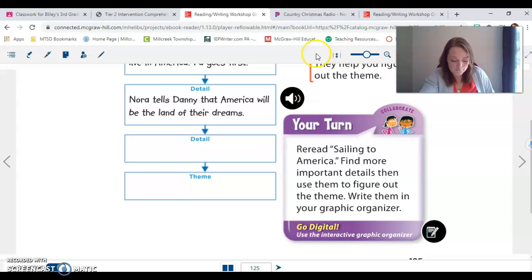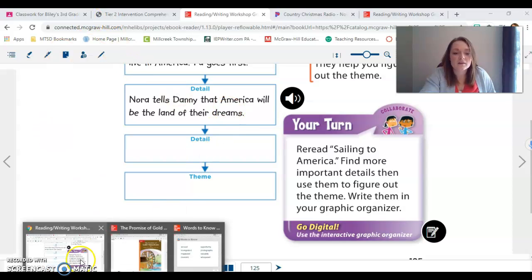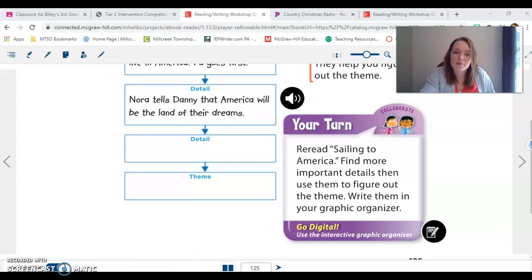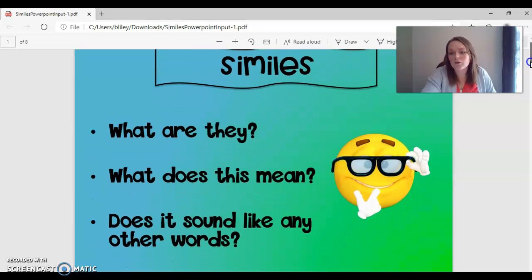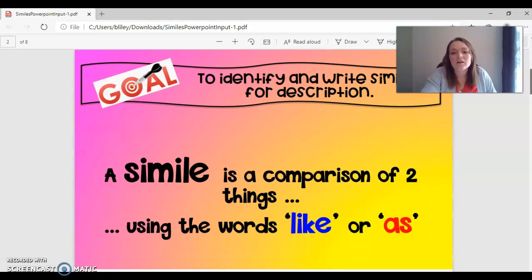So now I am going to jump to similes. Ooh, what is a simile? Have you ever heard that word before? Simile. Mrs. Bliley can find the tab. I will share it with you. Mrs. Bliley's got a lot of tabs going on right now. Okay, so what is a simile? What does it mean? And does it sound like any other words? Simile kind of looks like smiles, but it's actually pronounced simile.